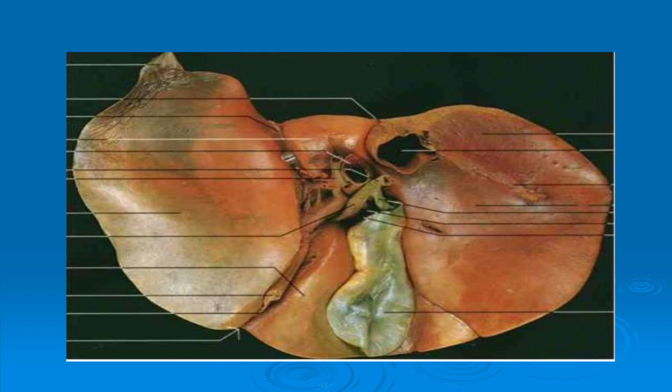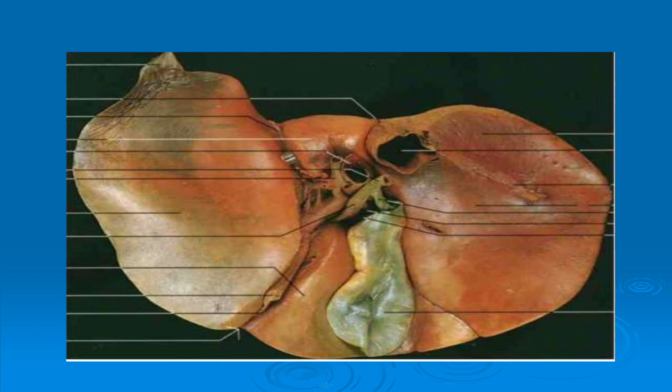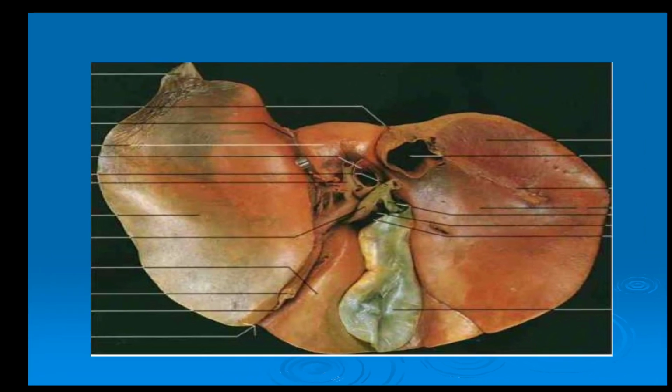I just want to elaborate briefly about a diagram. What is this? This is the gallbladder, and this one is the ligamentum teres. This is the porta hepatis, and finally you can see this one, the inferior vena cava.